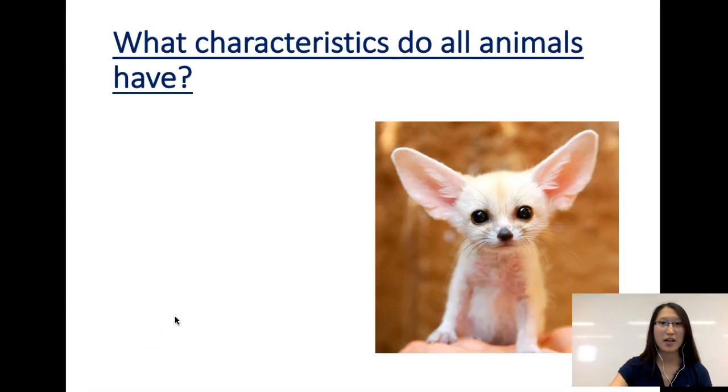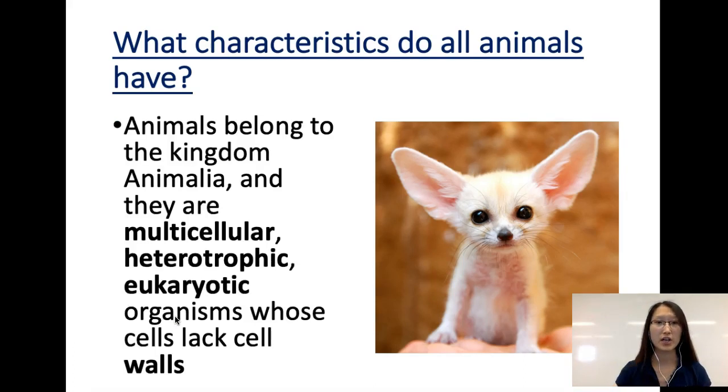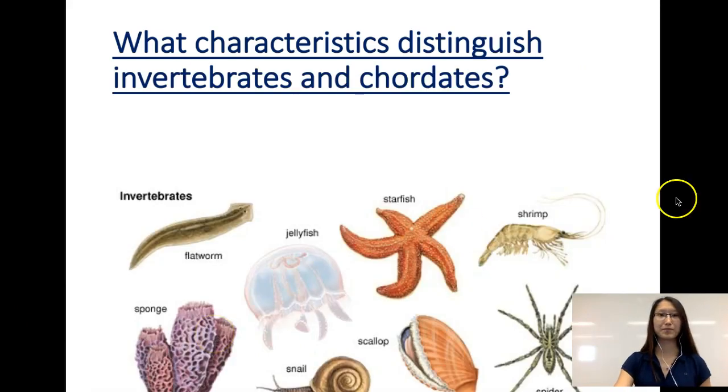So the first part we want to mention is characteristics that all animals have. They're all multicellular, they are heterotrophic, meaning that they cannot make their own food, they have to eat food in order to survive. They're all eukaryotic, meaning they have all the things that eukaryotes have. We have a cell membrane, membrane enclosed organelles, we have a nucleus and all that. And we do not have cell walls as animals.